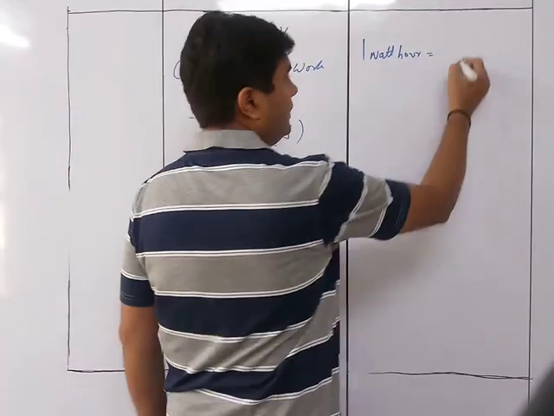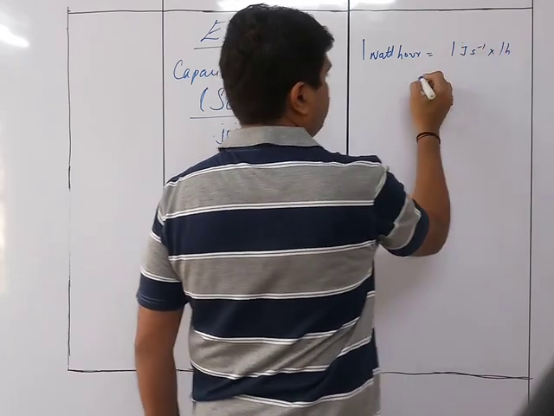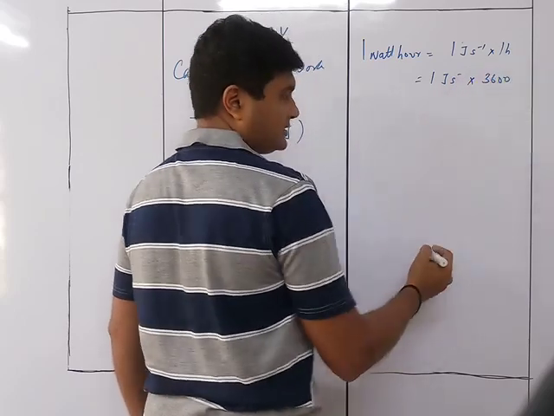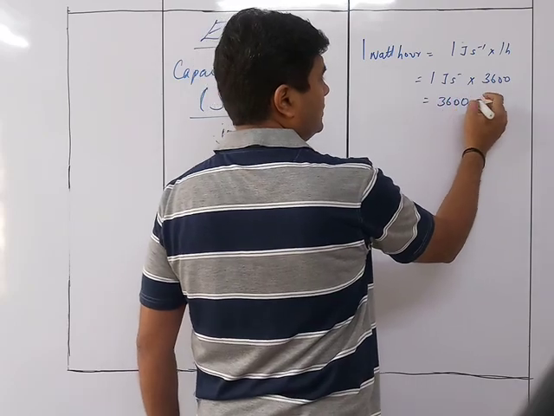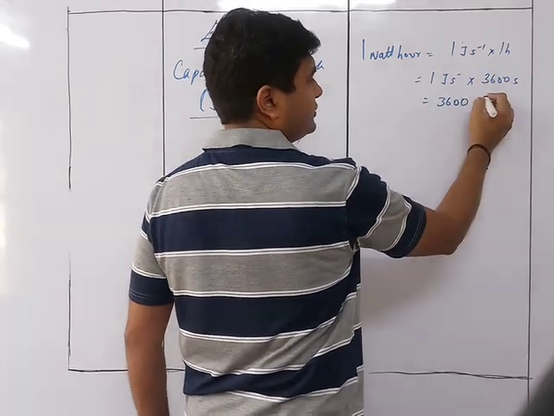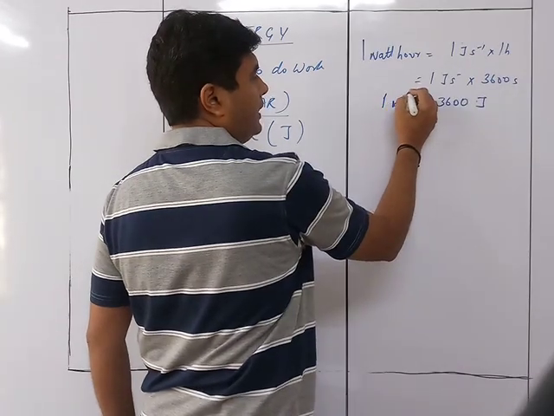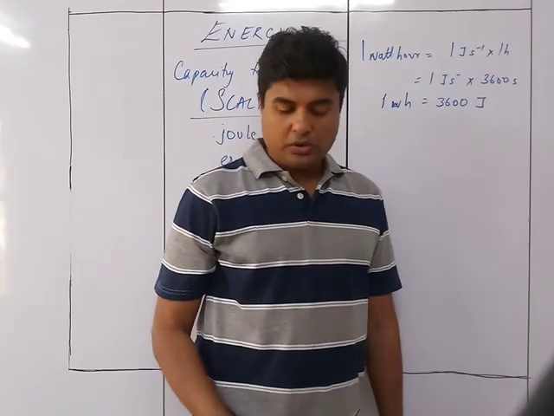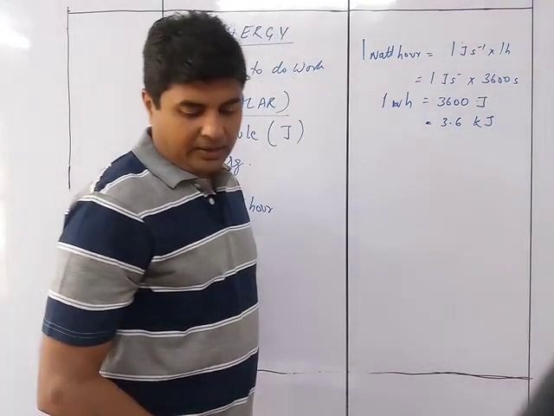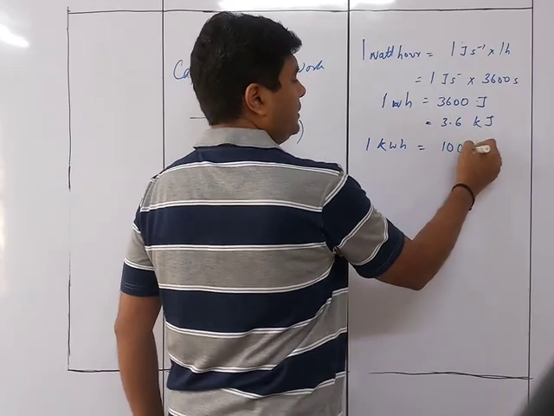So 1 watt hour is nothing but 1 joule per second into 1 hour. So that means 1 joule per second into 1 hour, which is 3600 seconds. So second gets cancelled. This means joule. So 1 watt hour is equal to 3600 joule, which is nothing but 3.6 kilojoule. Okay, this is one part. And if I talk about kilowatt hour, that means kilowatt hour is nothing but 1000 watt hour.